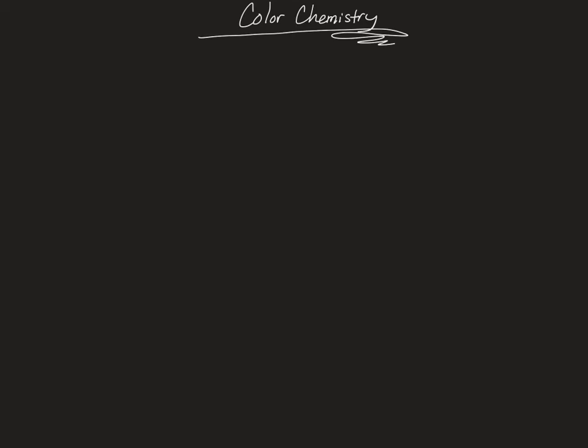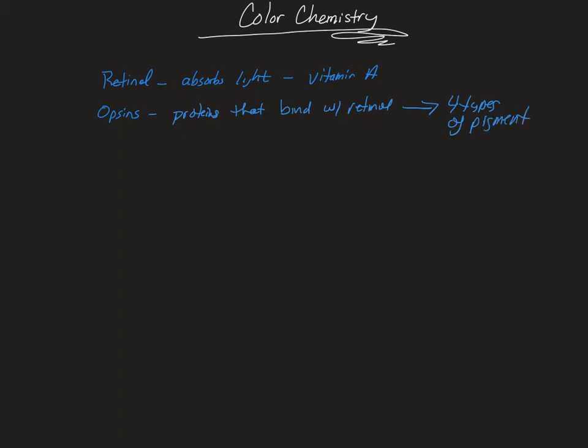All right, so looking at color chemistry and how you actually perceive different shades of light, we need to first do a couple of definitions. So first of all, you've got retinol. Retinol is a compound that absorbs light. We're gonna make this compound from vitamin A. Then we have another compound called opsin, or opsins for plural. These are proteins that are going to bind with retinol, and they're gonna bind to make 4 types of pigments. So when we perceive light, we are perceiving the destruction of pigments. So this is really important. So what are our 4 visual pigments?